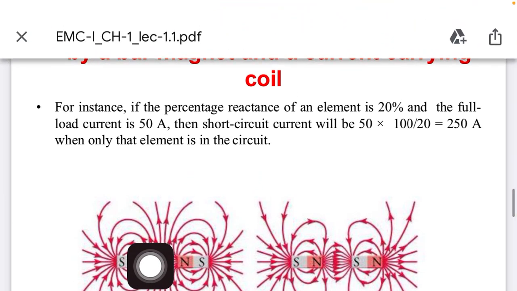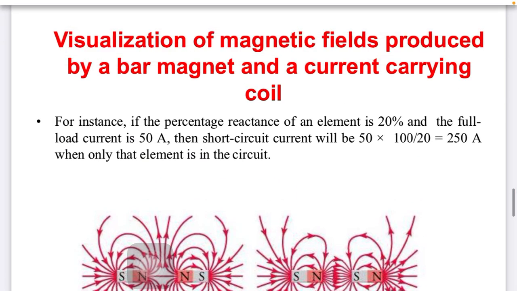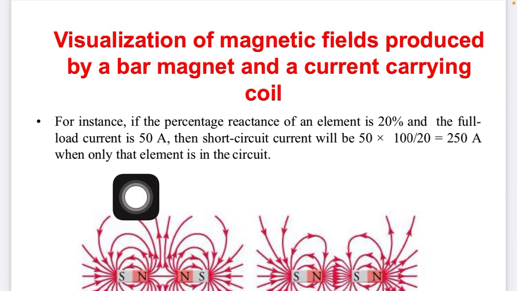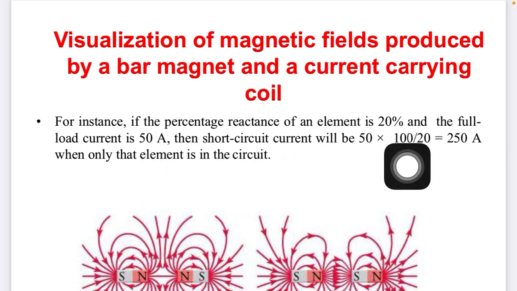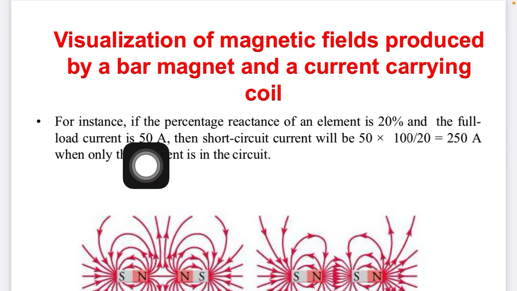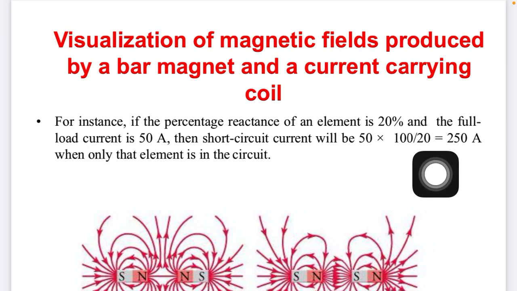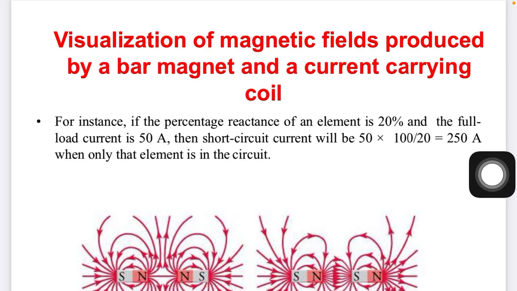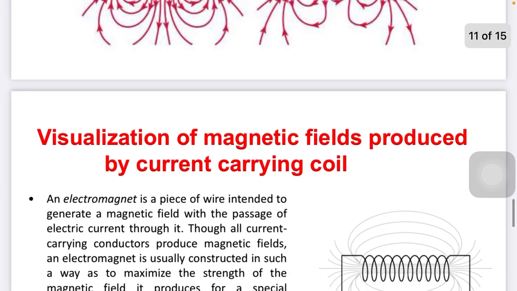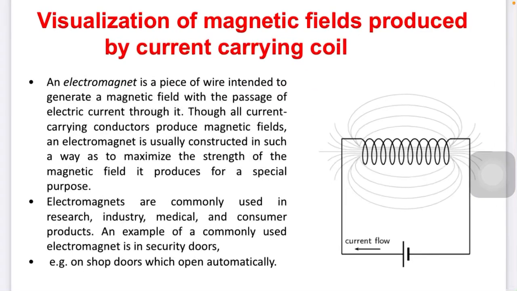So this is actually the topic, visualizations of the magnetic field which is produced by the bar magnets, right? So if the percentage reactance of the element is 20 and the full load current is 50 ampere, then the short circuit current will be something like that, 50 multiplied by 100 by 20, so 250. That is a current actually. It's a small example to understand that.